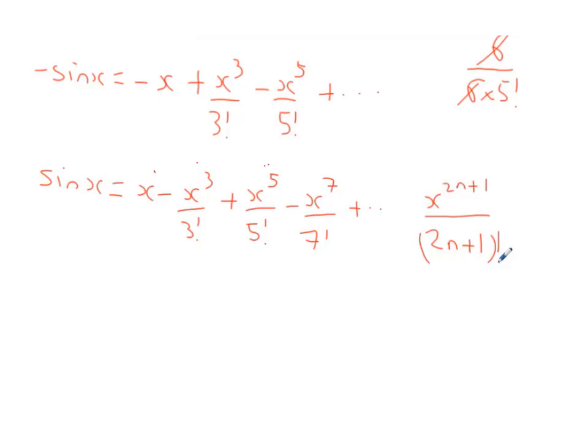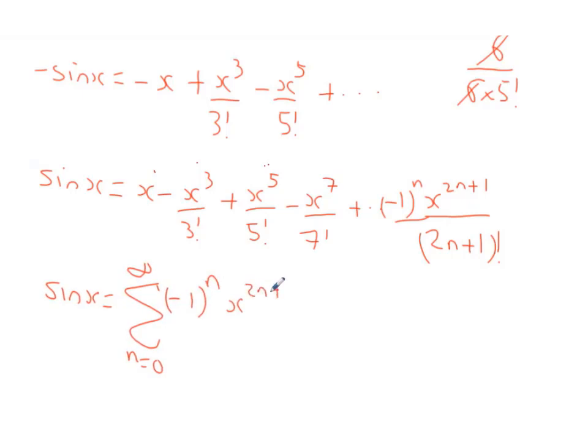And the signs, if you look at the signs, the first term is positive, negative, exactly the same as the cosine bit, so it's just going to be minus 1 to the n again. So you could say sine x equals the sum from n equals 0 to infinity of minus 1 to the n, x to the 2n plus 1 over 2n plus 1 factorial.